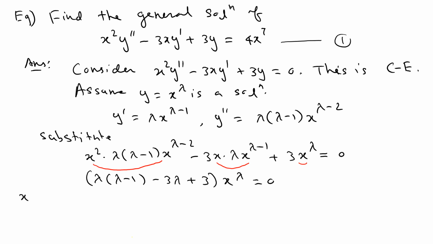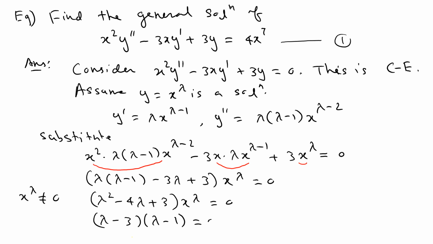But we know that x to the lambda is not equal to 0, because we assume that x is not equal to 0, since x equals 0 is a singular solution. We don't do that. If you simplify what is in the parentheses, you get lambda squared minus 4 lambda plus 3, times x to the lambda, equals 0. The factors are lambda minus 3 and lambda minus 1 equals 0. This gives lambda equals 1 and 3. So those are the two lambda values.